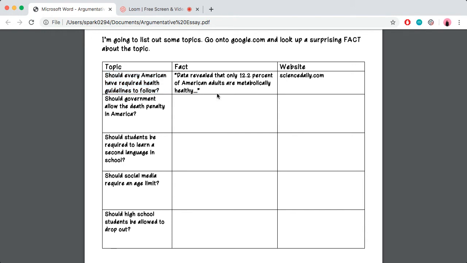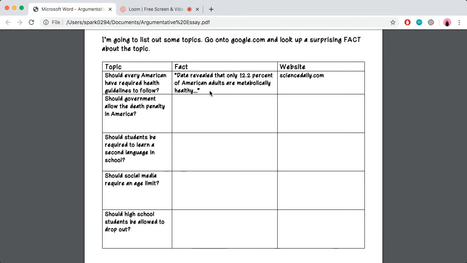Data revealed that only 12.2% of American adults are metabolically healthy. That's kind of a big deal, right? That shows that only approximately 12% of Americans are healthy. If you want to be specific, 87.8% of American adults are unhealthy. Did I say that 88% was healthy? I meant unhealthy. They're unhealthy. A vast majority of Americans are unhealthy. And that was a surprising fact, meaning Americans generally are not doing a good job of following health guidelines.